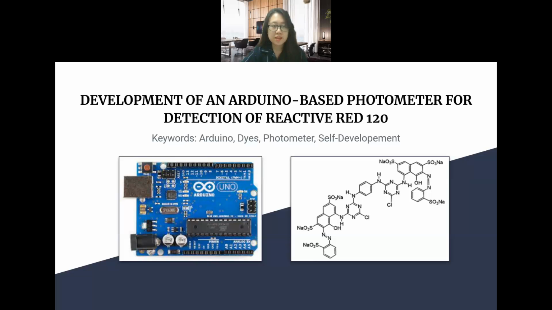I am Qian and I wish to propose a project on the development of an Arduino-based photometer for the detection of Reactive Red 120 dye. The keywords for this project are Arduino, dyes, photometer, and self-development.